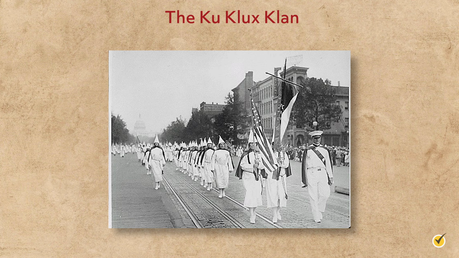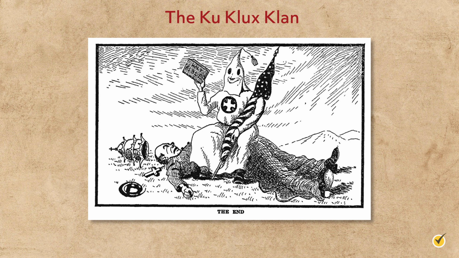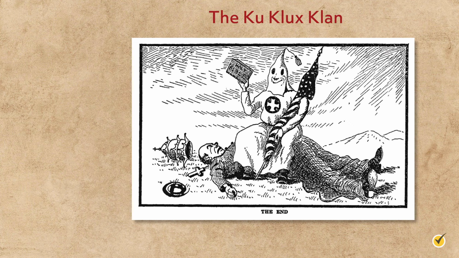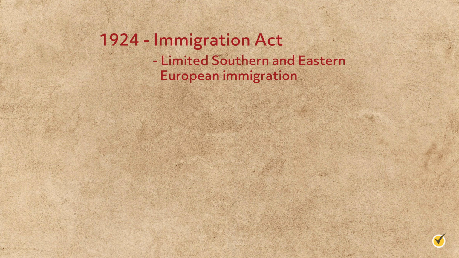As well as acts of terror and intimidation against blacks across the country, the KKK was also fervently anti-Catholic and anti-Semitic. In fact, it was the latter two which proved a more effective rallying cry in some parts of the country. The Immigration Act passed in May 1924, greatly limiting immigration from Southern and Eastern Europe and effectively banning it from Asia.